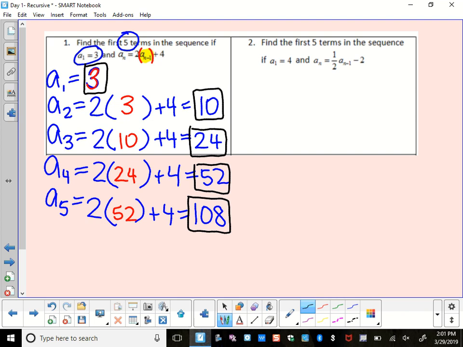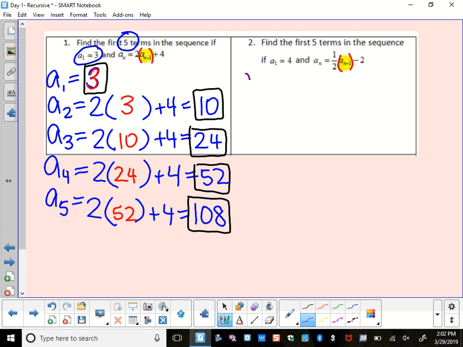All right, number 2. Find the first 5 terms in the sequence if your first term is 4 and your rule is 1/2 times the previous number minus 2. Does this make sense how I'm reading this off? You get how when it's a sub 1 equals 4, that means your first term equals 4? And a sub n just means this is your rule. Your rule is 1/2 times the previous number minus 2.